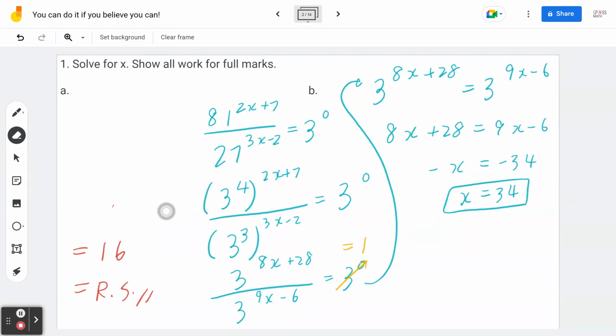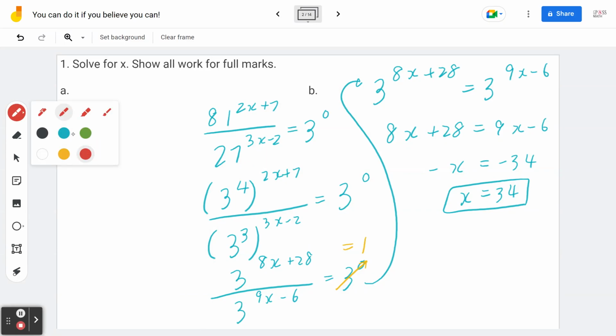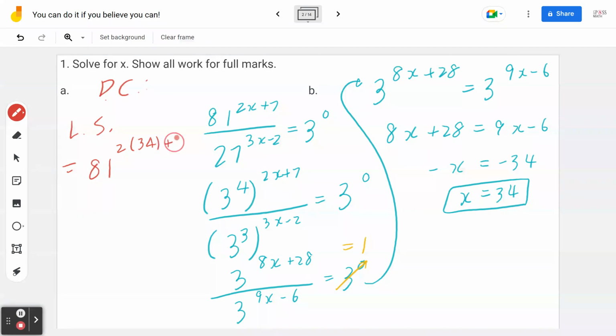I'm not going to force you to double check, but I'm going to show you the power of double checking. So again, I'm going to go back and say, well, if I'm doing this right, that means if I plug in 34, I should get the other side. So on the left-hand side, I am thinking 81 to the power of 2 times 34 plus 7, divided by 27 to the power of 3 times 34 minus 2. I'm going to grab a calculator and work it out here and now.